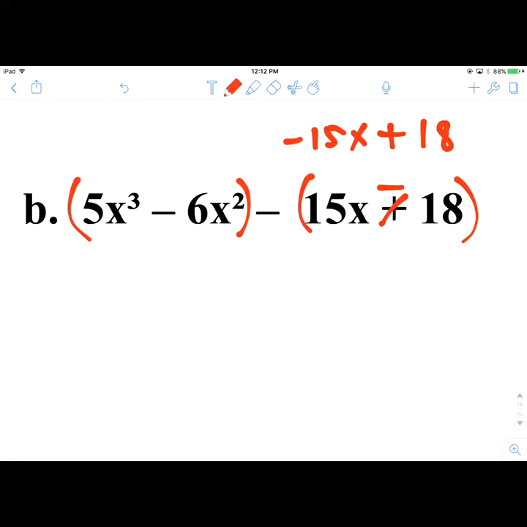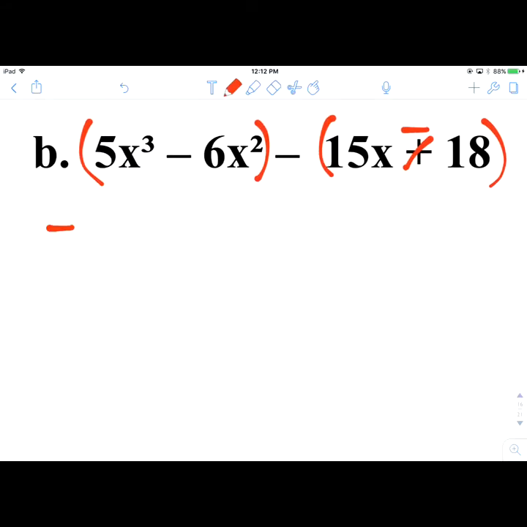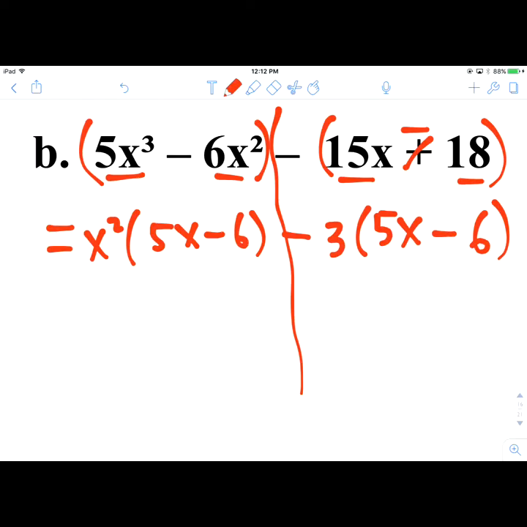So now that we are grouping the terms together, we're going to go ahead and proceed with what we just practiced. Again, separating them, pretending they are two different groups. So we're going to factor the first group. There's an x squared in common, and we have 5x minus 6. And then bring down the minus sign. Between the second two terms, we have a 3 in common. So factor that out. We have 5x minus 6.